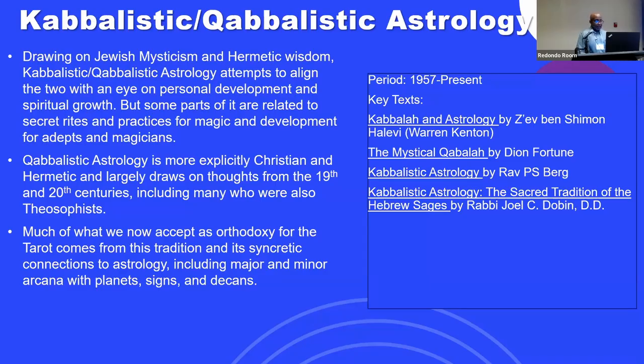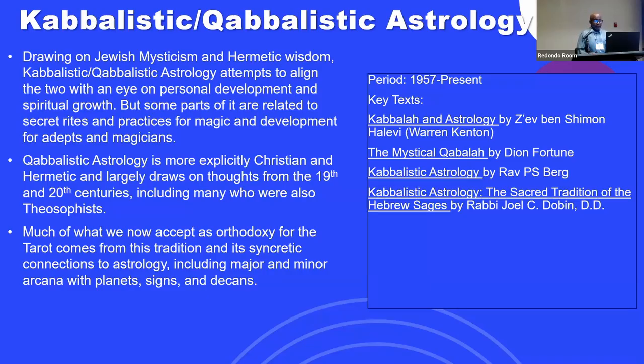Much of what we now accept as orthodoxy for the tarot comes from this tradition and its syncretic connections to astrology, including major and minor arcana with planet signs and the decans. So this is important to realize, you know, when we have tarot readers talking about this is from this particular aspect of astrology.